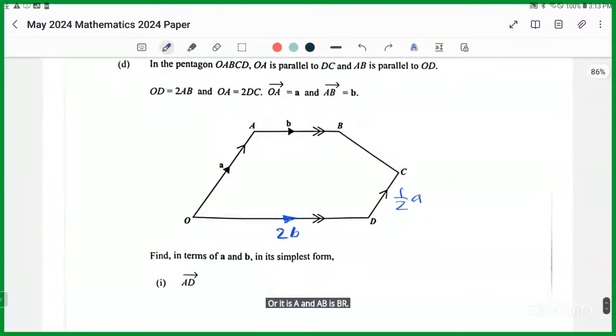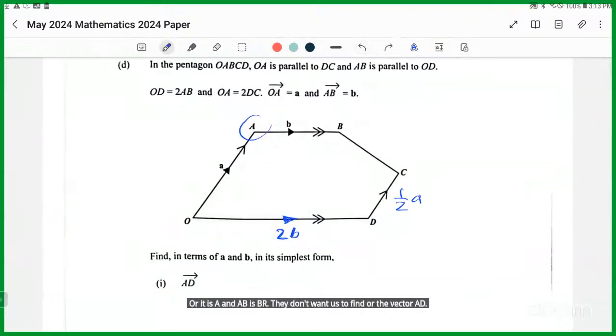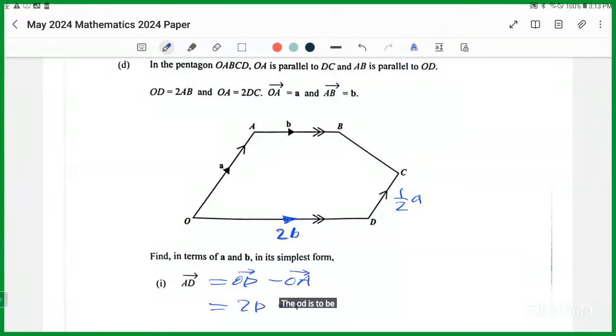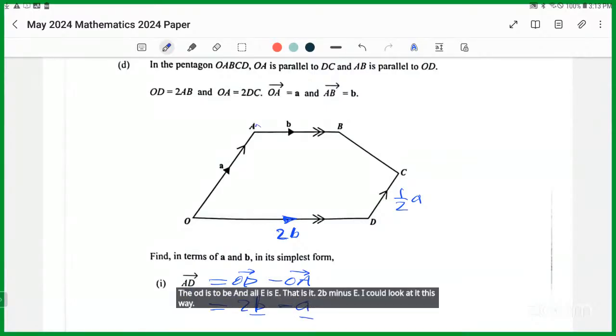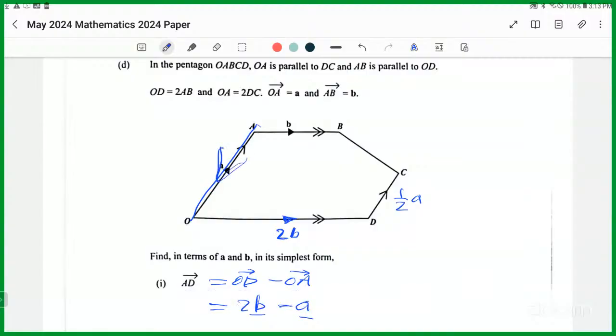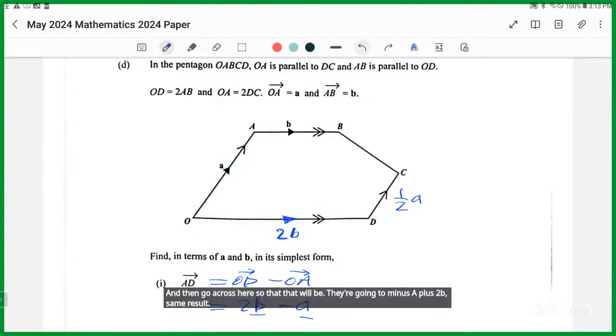So what I want us to find out is the vector AD, going from A to D. We can use O times the last minus O times the first, because we have the position vector of D and the position vector of A. So we can use OD minus OA, right? OD is 2B and OA is A. That is it: 2B minus A. I could also look at it this way: come down here with a minus A, and then go across here with a 2B. So it could be minus A plus 2B. Same result. All right, what else do you want?